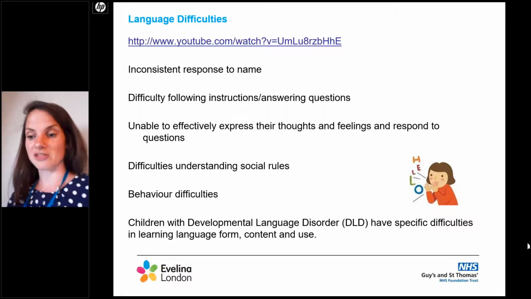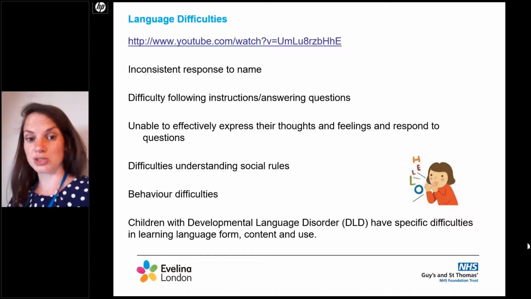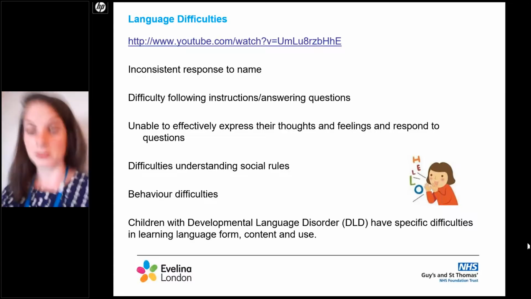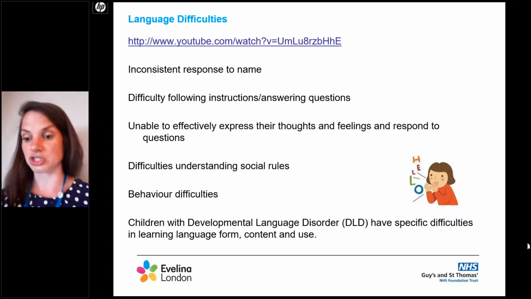They might also have difficulties understanding social rules and behavior difficulties as a result of the frustration of not being able to understand what other people say or not being able to make themselves understood.